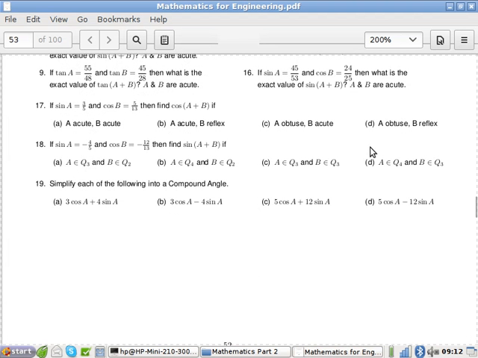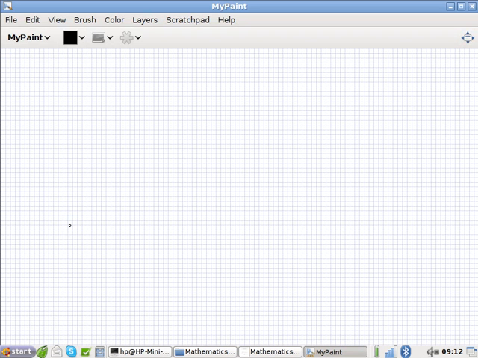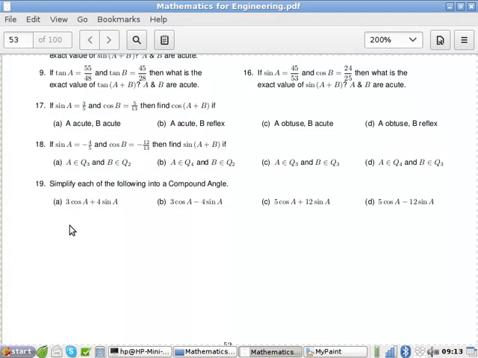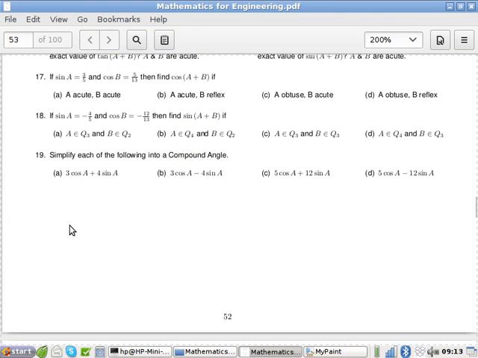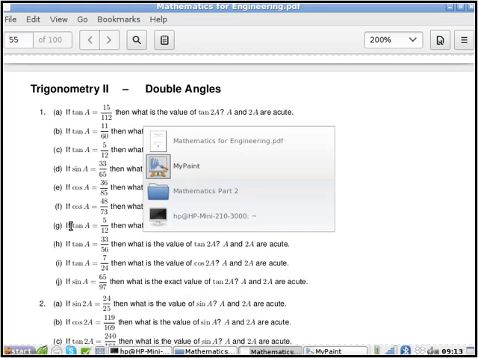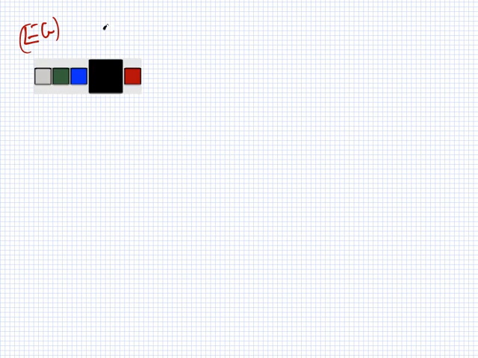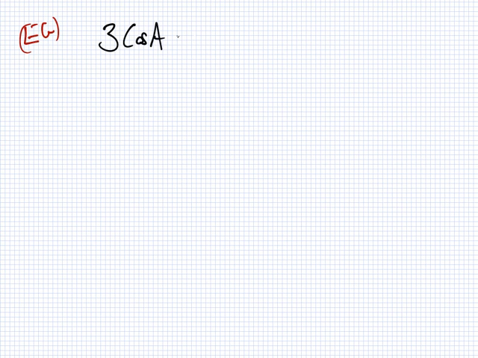Right. I am going to do this one, if you can just write it down. Did you get it? 3 cos A plus 4 sin A. Okay. Right, so here's how to do it. 3 cos A plus 4 sin A.